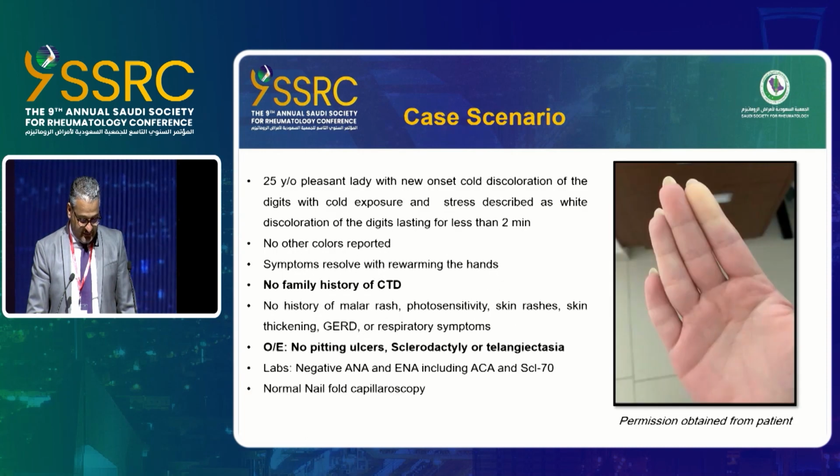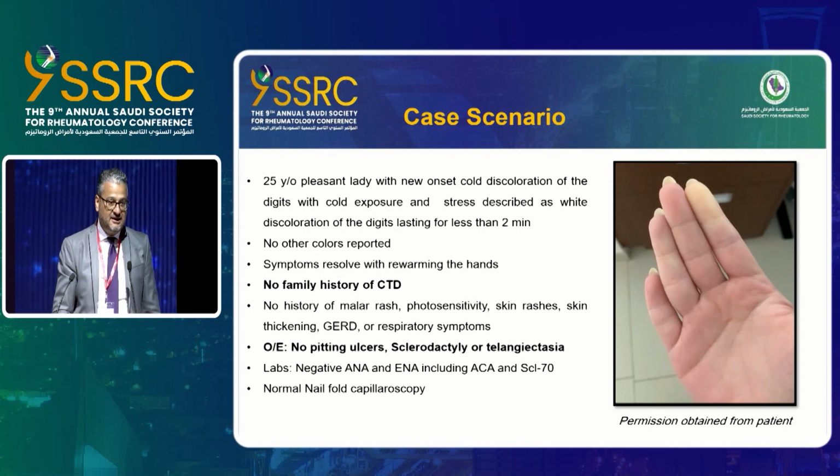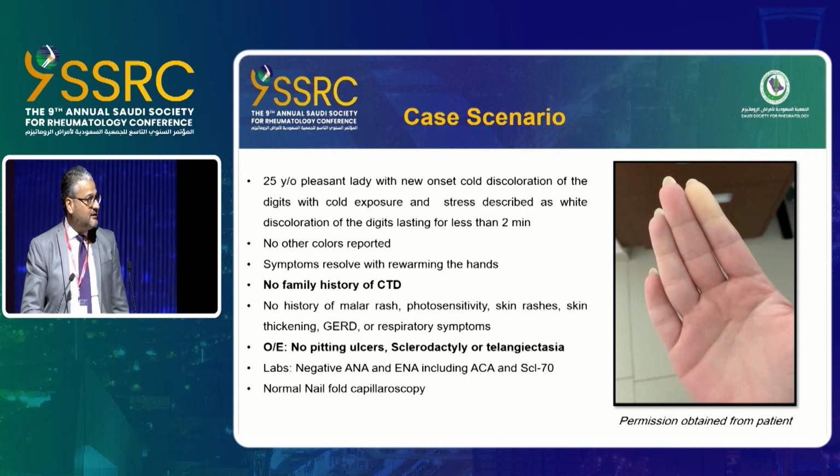So let's start with a case scenario. This is a 25 years old young lady presented to the clinic with recurrent episodes of Raynaud's phenomena. Actually, that's her picture. When you take a simplified history, there was just a white discoloration of the digits, staying for a couple of minutes, reversed by rewarming.